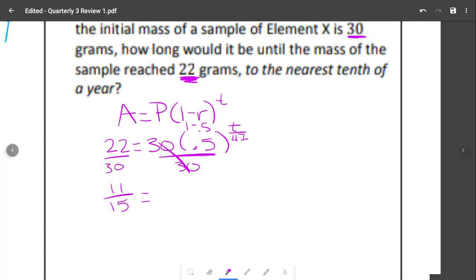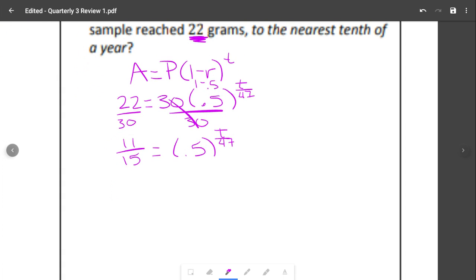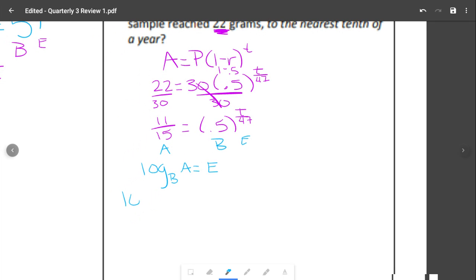Now this is not a nice decimal that comes out, so I'm going to leave it as a fraction after dividing. We now have an exponential with one exponent, so we have our base, exponent, answer. So going to log b form, we have log with this base of 0.5. The answer is 11 over 15. The exponent is t over 47.